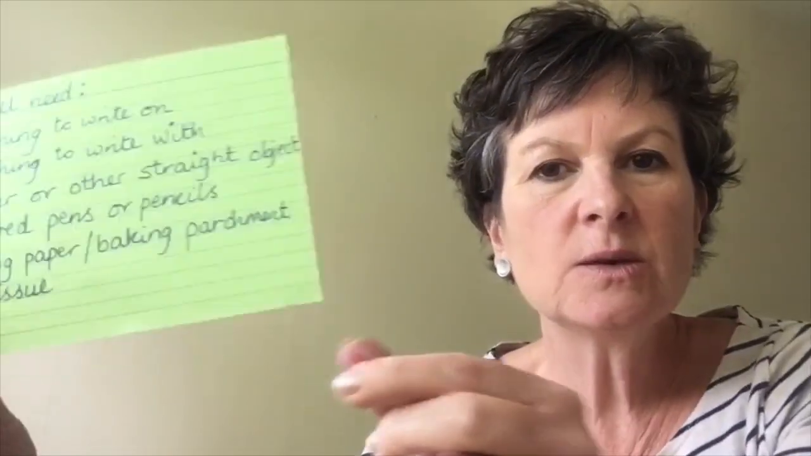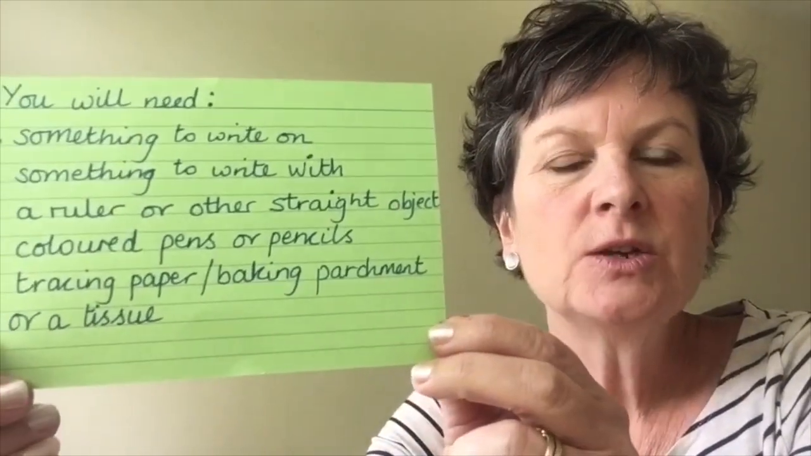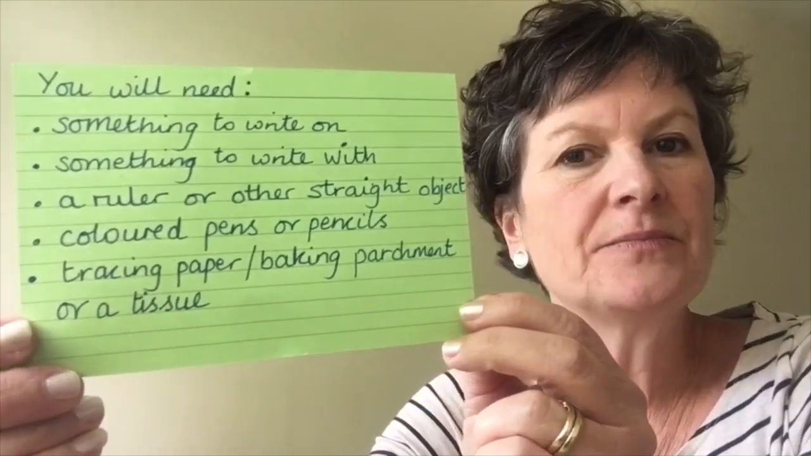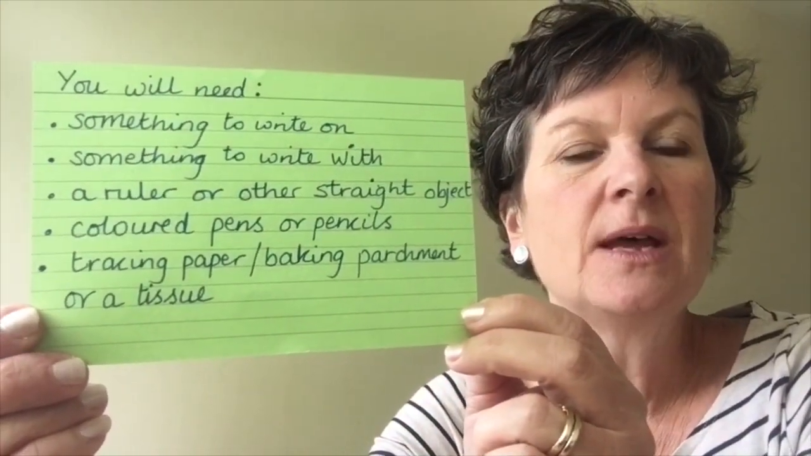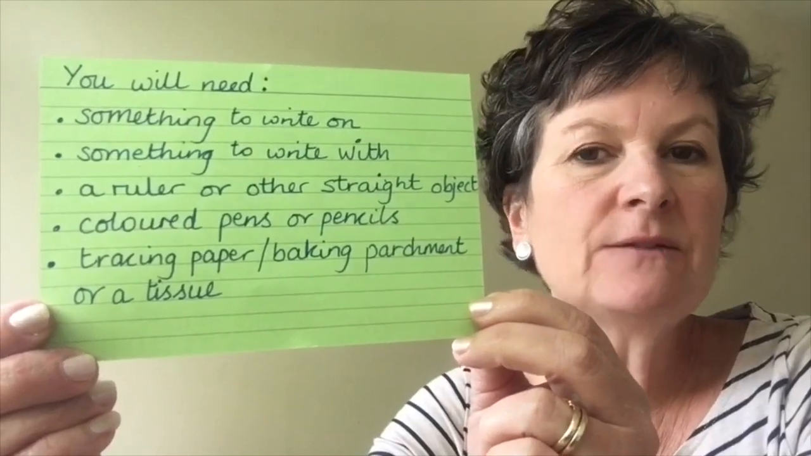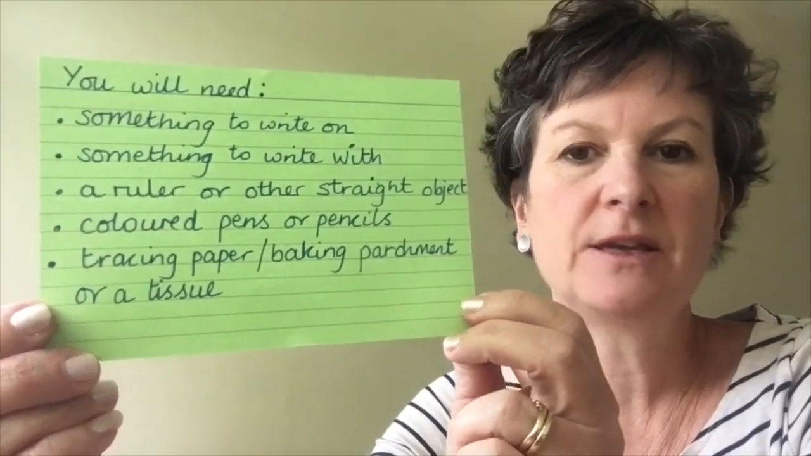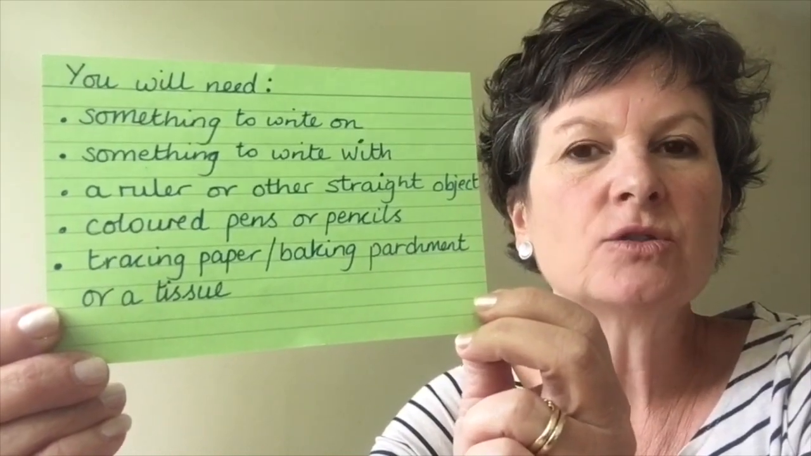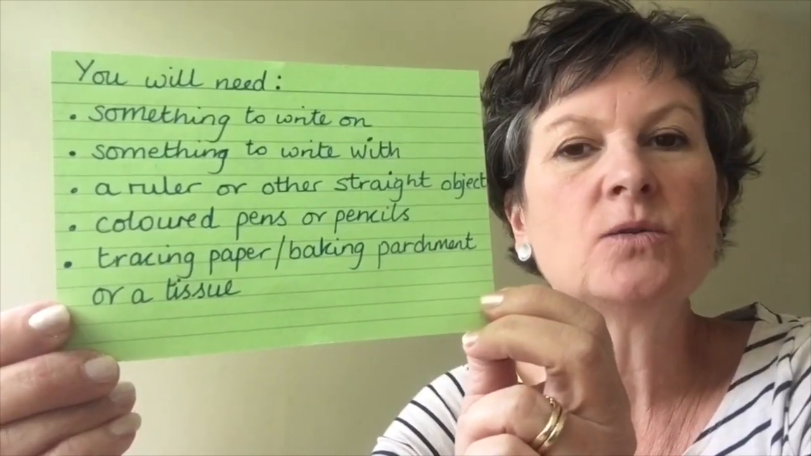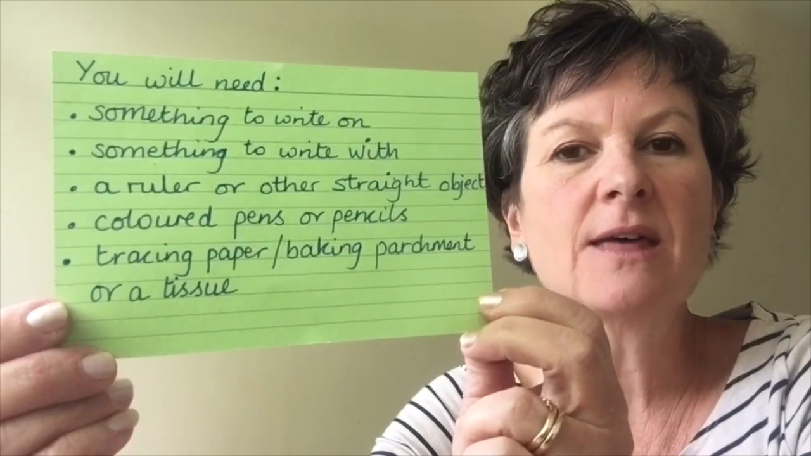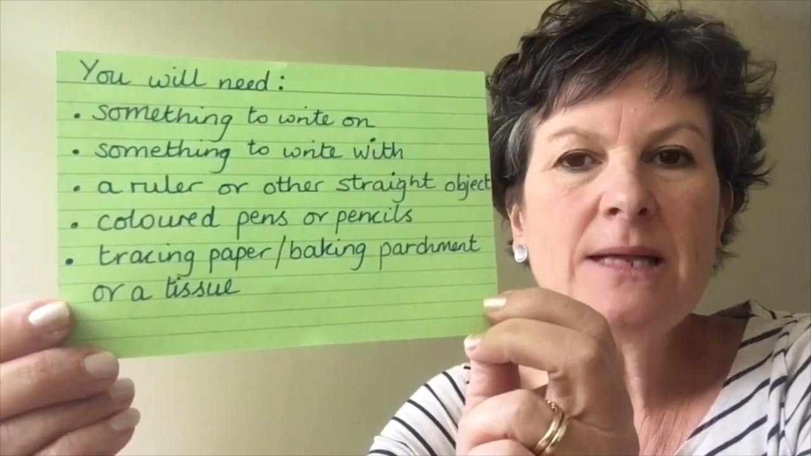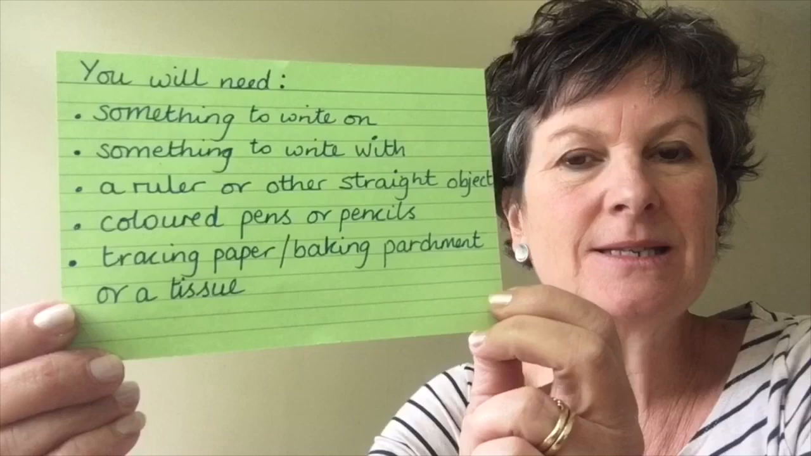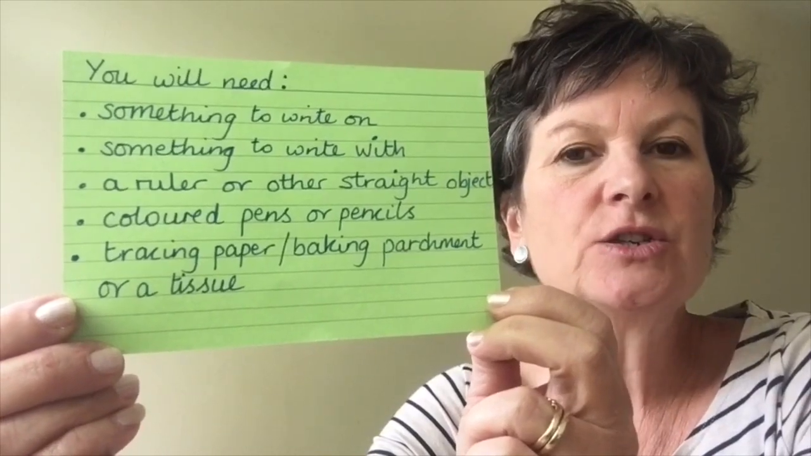So the things that you will need for this lesson, you'll need something to write on and something to write with. You will need a ruler, but if you don't have one, don't worry, just anything that you can draw a straight line with. So you could use a pen and draw a line along the edge of the pen or the edge of a book, anything like that. If you have coloured pens or pencils, they'll come in handy, but they're not essential. And something to trace with.